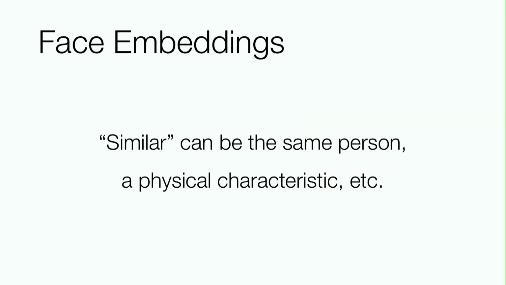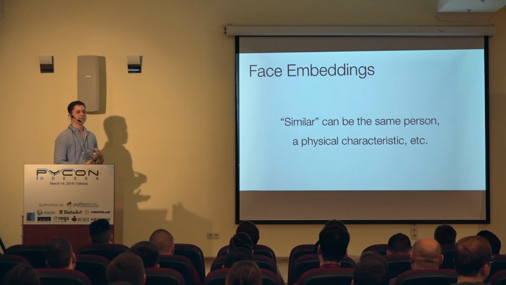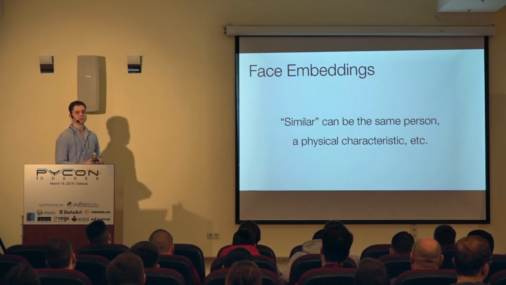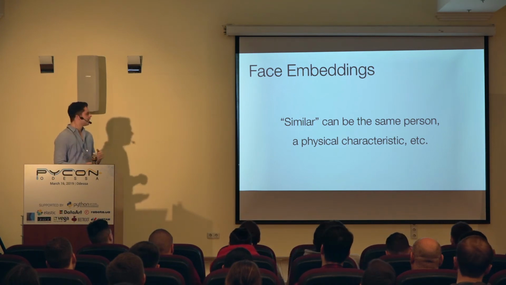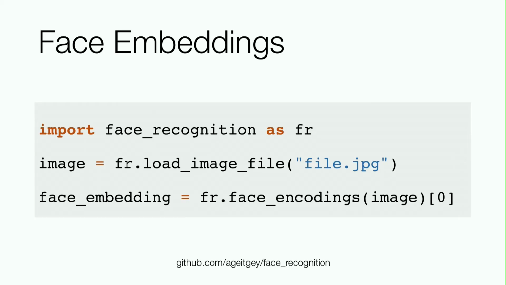And similar here can actually be defined however you like. You can do this for the same person. You can do this for a similar characteristic. So it could be, for example, emotions, gender, and so on. So you could have an embedding for the emotion in the picture, so people with similar emotions are going to be close by in this embedding space. And again, with libraries, you can extract those generalized embeddings. So for example, with the same library I mentioned, you can get a general embedding in a couple lines of code.